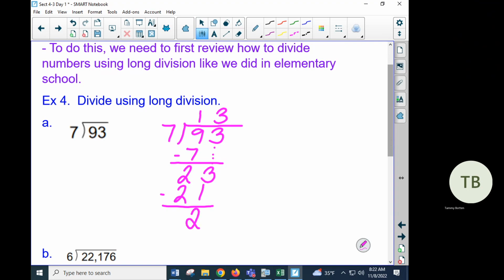Now, when I was in elementary school years and years and years ago, we wrote our answer as 13 remainder 2. Did you guys do that? Okay. Another way to write that is you can say 13 plus 2, whatever's down here, over whatever you divided it by. Okay, that's another way to do that. And the reason I'm showing you this is how we have to do our long division with polynomials.